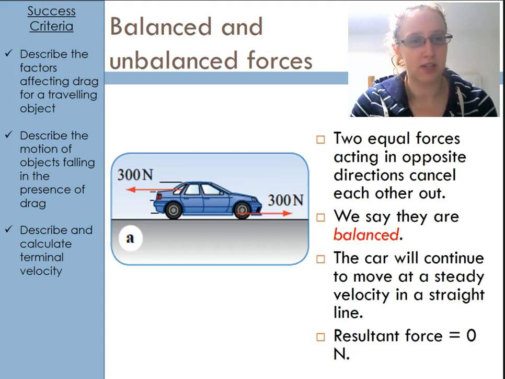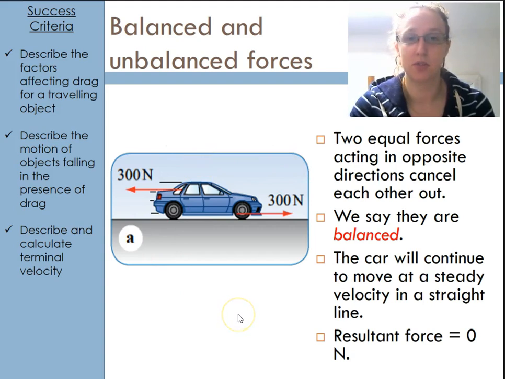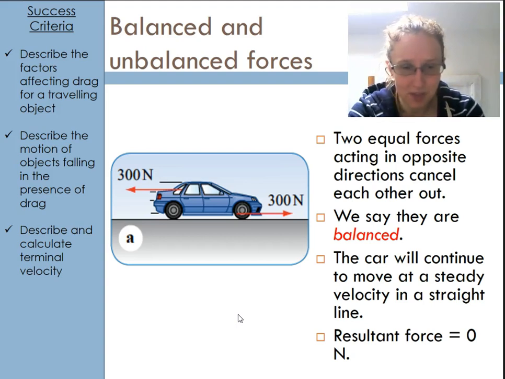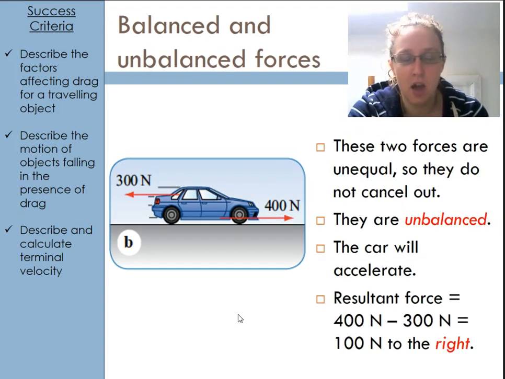So if we look at the situation that we've got here, I've got 300 newtons to the left, 300 newtons to the right, so I have two equal forces acting in opposite directions, so in essence they cancel each other out, so we could say they are balanced. Because they are balanced, that means that the car will continue to move at a steady velocity in a straight line. Basically, nothing will change. And that is because the resultant force is going to be equal to 0 newtons. Easy peasy, right?